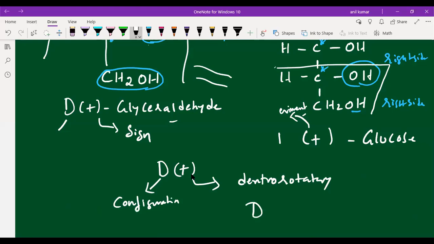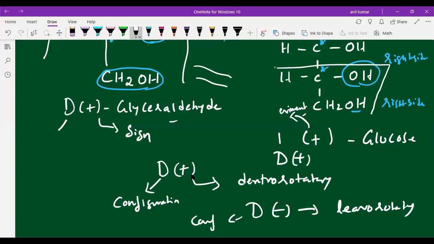There are other compounds also, students. D minus also we have. Here D is also configuration, and minus means we are calling it levorotatory. Finally, our glucose, which configuration is it having, students? It is having D configuration. And is it dextro or levorotatory? It is dextrorotatory. So finally, glucose can be written as D plus glucose.